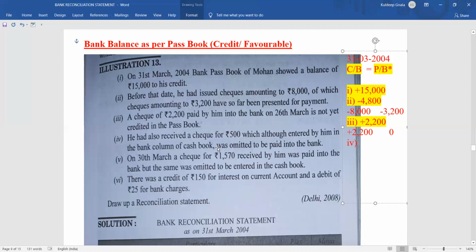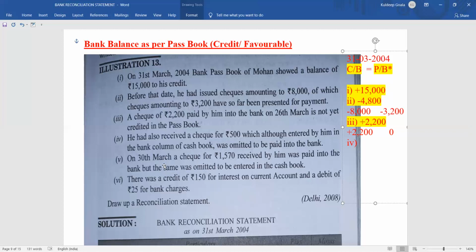If we keep the check in our hand, then we write "check in hand" to the giver. Generally the entry is: check in hand account debit to the giver, right? But what we have done here is we have written it in the bank column. That means we have assumed that we are going to deposit it in the bank, and so we are writing in the bank column of the cash book.